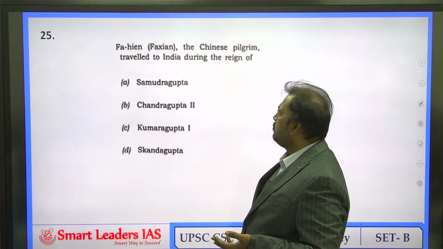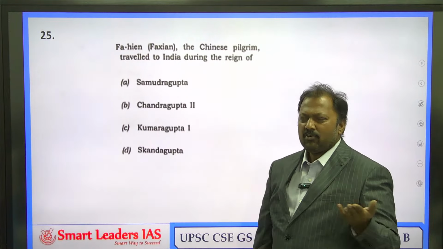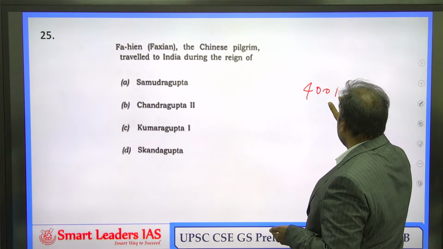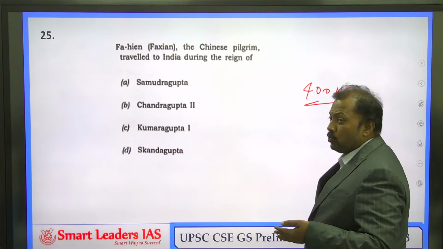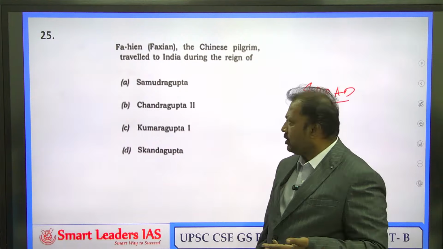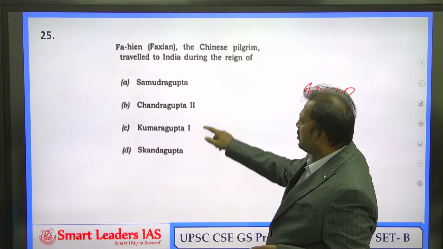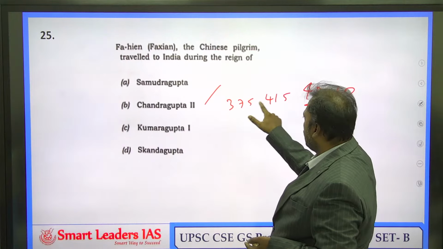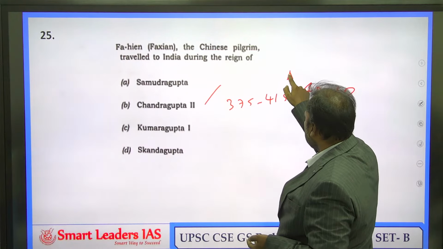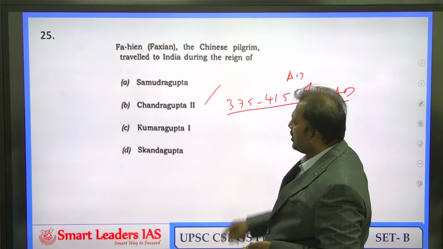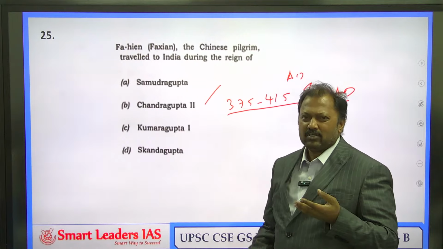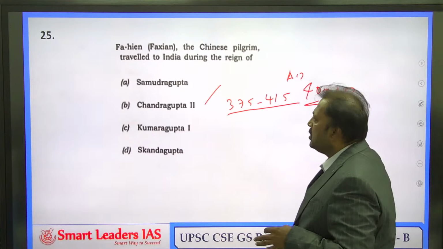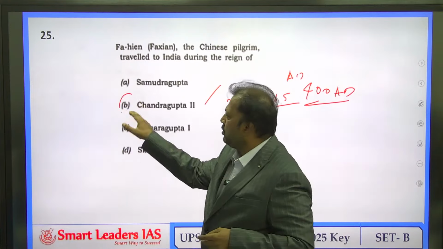Fa-Hien, the Chinese pilgrim, traveled to India during the reign of which ruler? Roughly, Fa-Hien visited India around the 400s, around 400 AD. So the ruler who was in India by this time happens to be a Gupta ruler. Here, if you see, Chandragupta II ruled from 375 to 415 AD. So if you use this, the answer is going to be Chandragupta II only. I need not explain anything. This is a simple, fundamental NCERT question. So the answer is going to be B only.